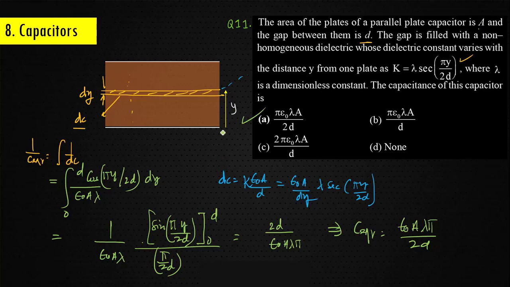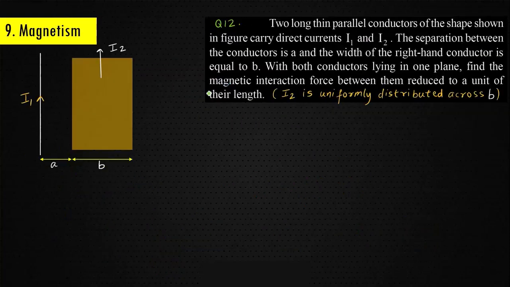Depending on the variation, in this situation the capacitance may also be a variable of x. Once the variation is in terms of x, you have to take the horizontal element, and in that situation all the elements will be in parallel combination. Now moving on to the next situation, where I am going to apply the same concept for magnetism.